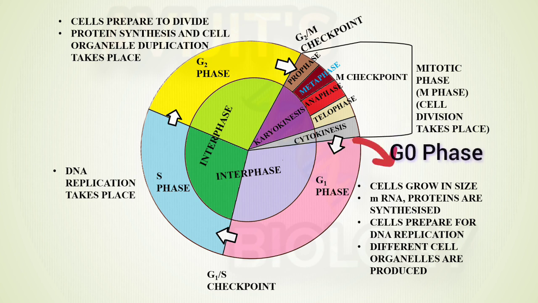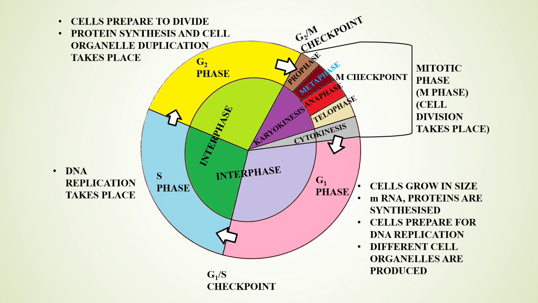After the new cell division, the cell takes rest for some time, which means the cell is not involved in any kind of division or any kind of growth, so no mitotic phase or interphase occurs. It is known as the G0 phase. So that was all about the cell cycle.